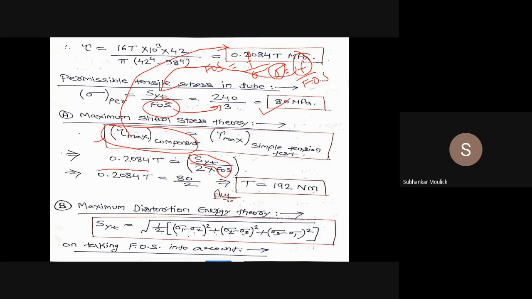So if you solve this expression, you will get the value of torque, and that torque T is 192 Newton meter. That means the maximum permissible limit of torque, if you use maximum shear stress theory to design this problem, will be 192 Newton meter.